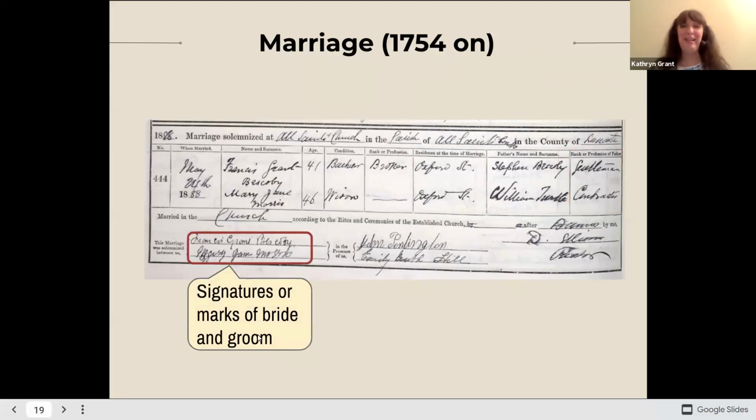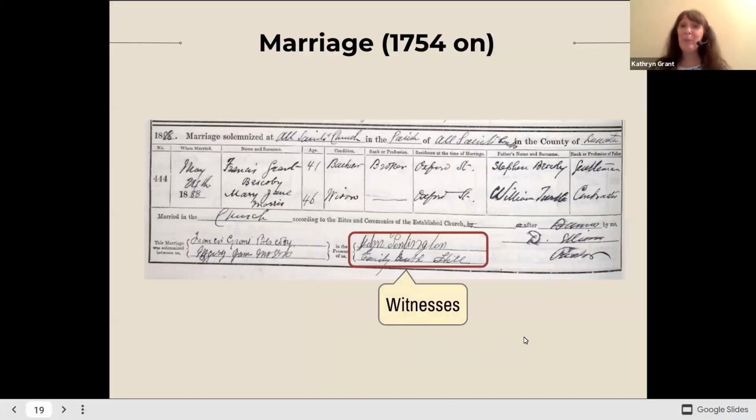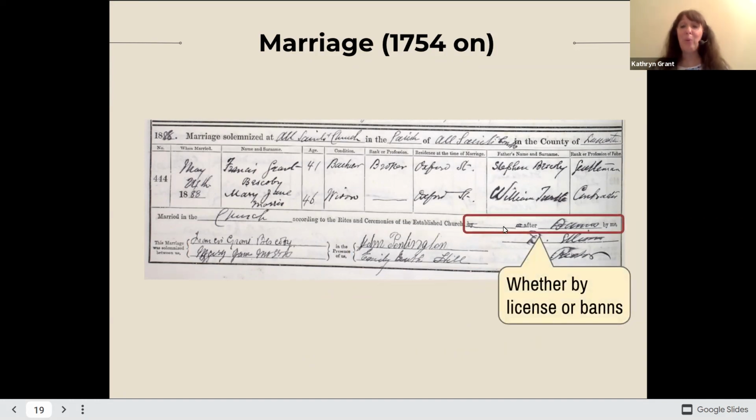Dan, this is really fun. I love this, especially if this is your family. This can be so meaningful that you've got the signatures of the bride and groom, but not always. Sometimes, like many of my ancestors, they were not literate. And so they were asked by the officiator to just write an X. And then the officiator would put their name and they would say the mark of so and so, or his mark, or her mark, or something like that. And then we've also got witnesses, which can be helpful in tracing families. And here's the part where they say whether it was by license or by banns.